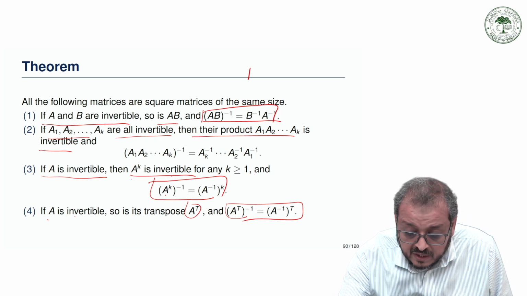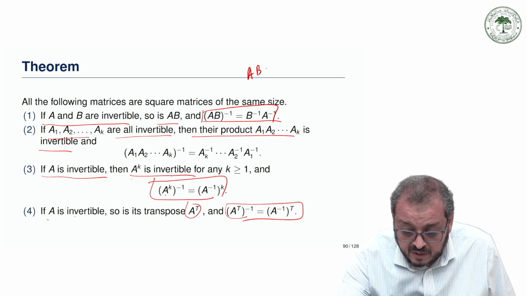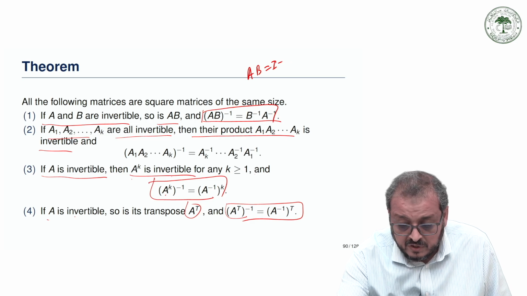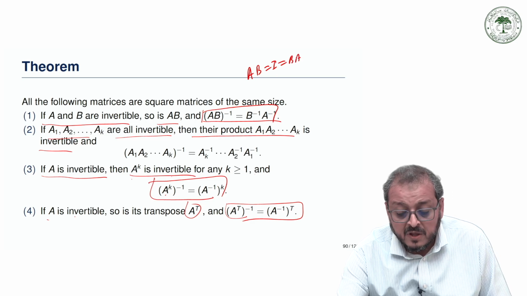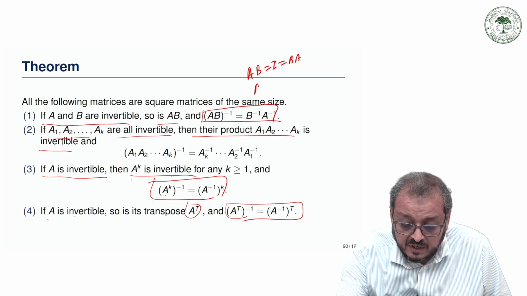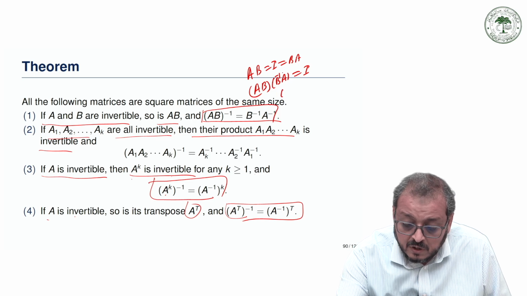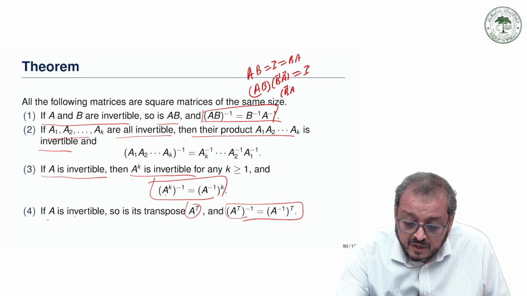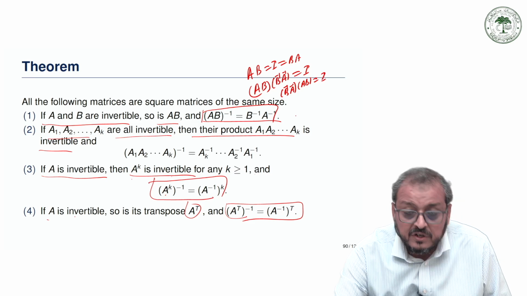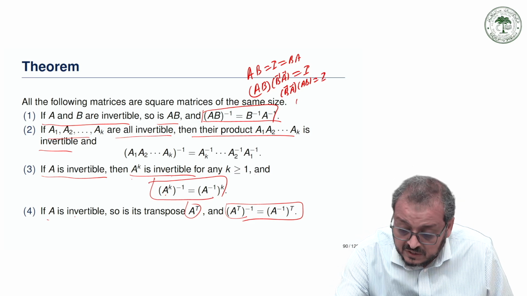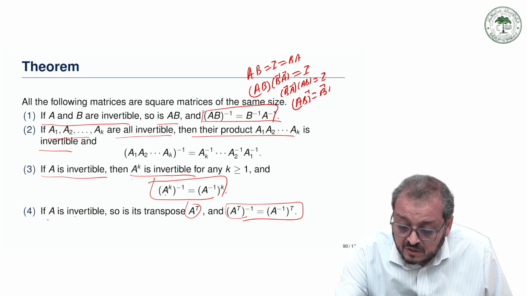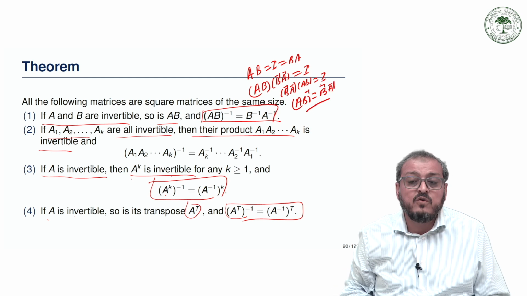Okay, so we know that the definition is AB equals identity if B is the inverse and BA is also identity. For proving this, if we take AB and then B inverse A inverse, if we prove this is identity, and also we prove that B inverse A inverse times AB is also identity, then by our definition of an invertible matrix, we can say that the inverse of AB is nothing but B inverse A inverse. This is the technique we use.